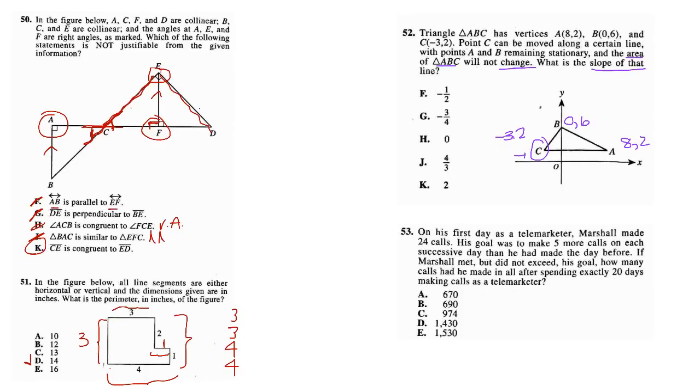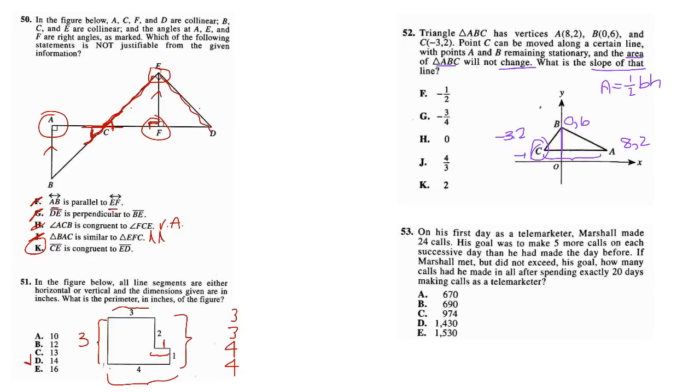Now, I want to be able to move this so that the area of the triangle will not change. So let's think about this. Area is 1/2 base times your height. Well, the base is going to be from C to A, and my height is going to be from here to here. So I want to move point C so that these values are not changing.